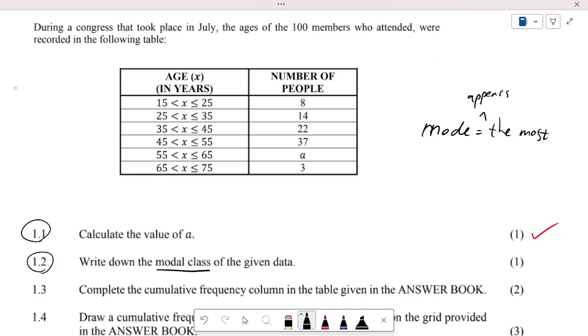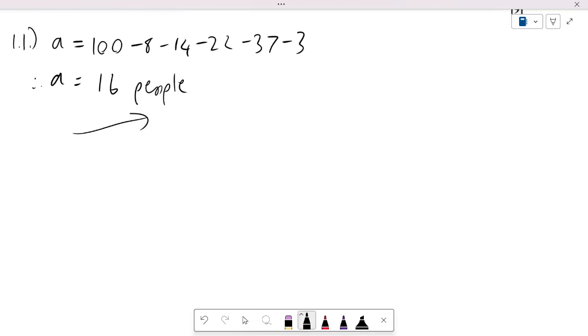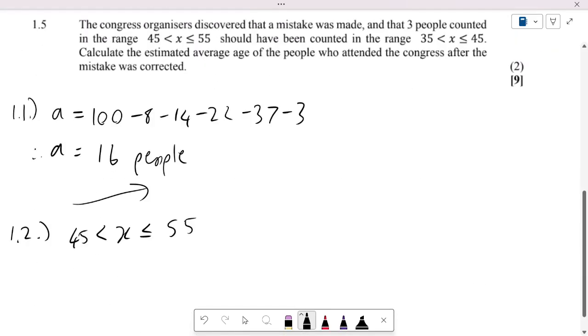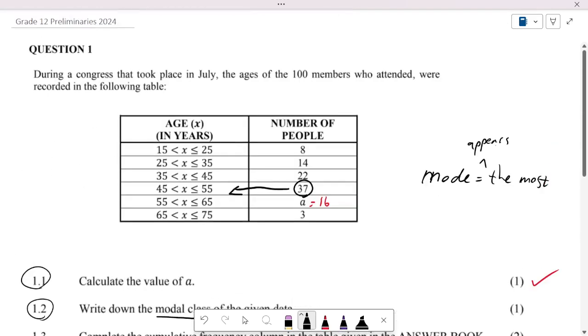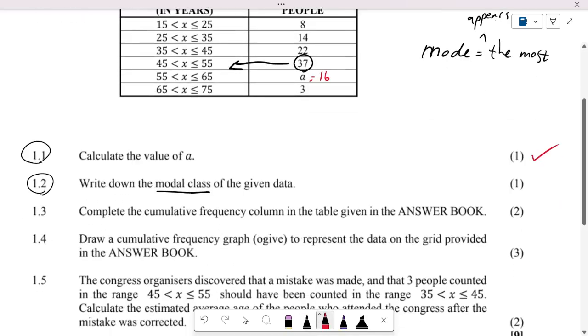So which data appears the most? Let's look at the number of people. We know that our A value is equal to 16, so now we know all of our numbers, and we can clearly see that the highest number of people for a bin range is 37. And 37 corresponds to the range of 45 and 55. So the answer to question 1.2 is x is greater than 45 and less than or equal to 55. Let me just double check if that was correct. Yes, that was correct. So that is question 1.2, once again 1 mark.